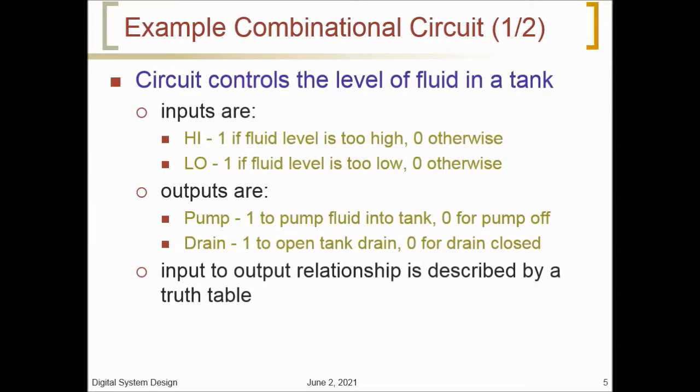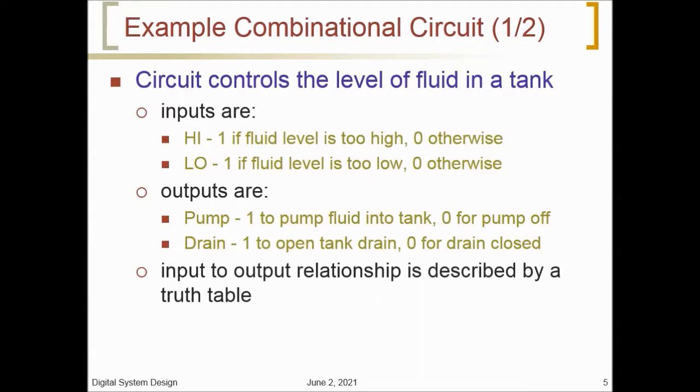For example, take a fuel tank with two inputs, high and low. If the fluid level is too high, then the high input is 1, otherwise the high input remains 0. The low input is 1 if the fluid level is too low, otherwise, after the level goes too high, it becomes 0.